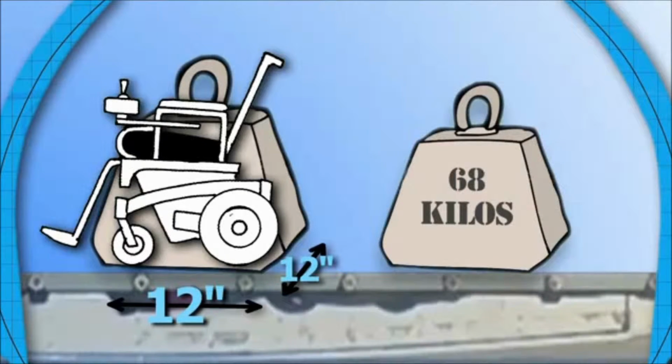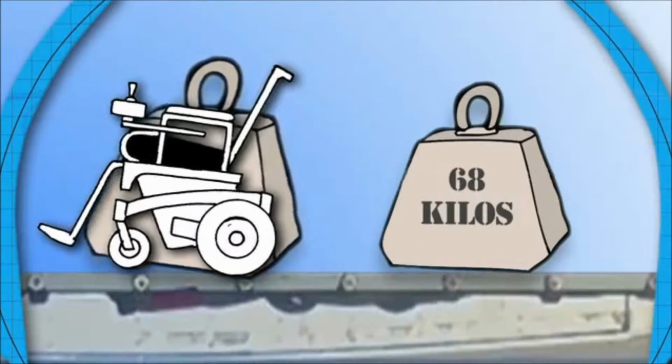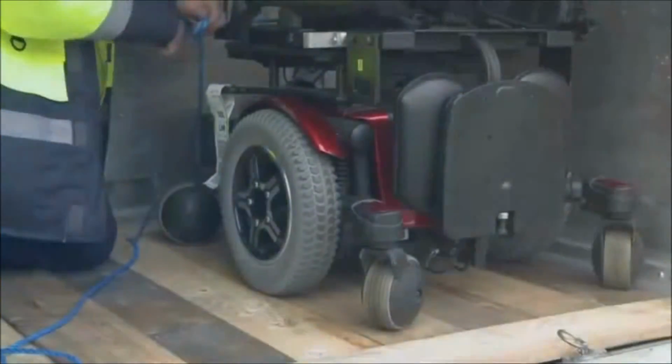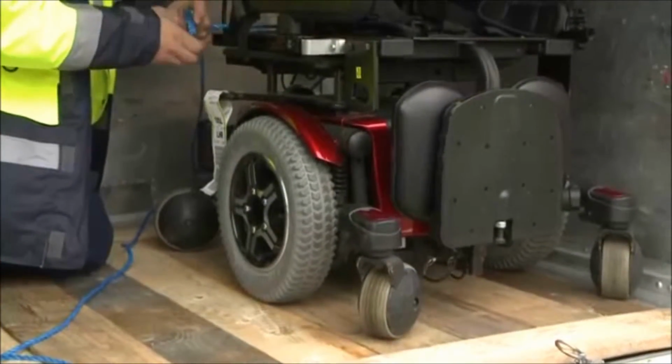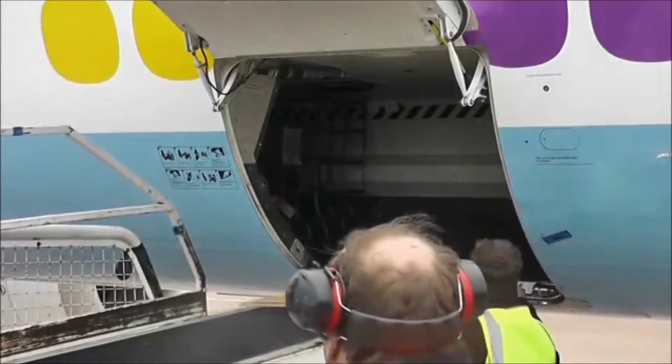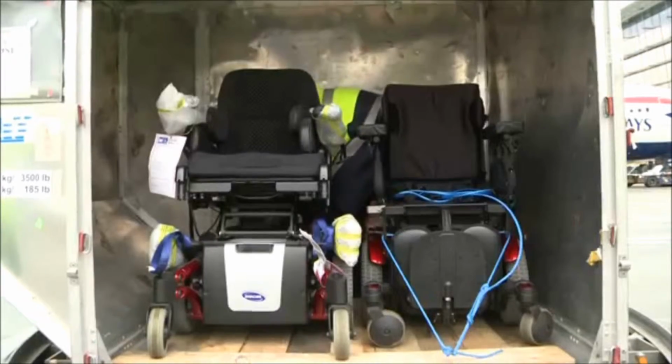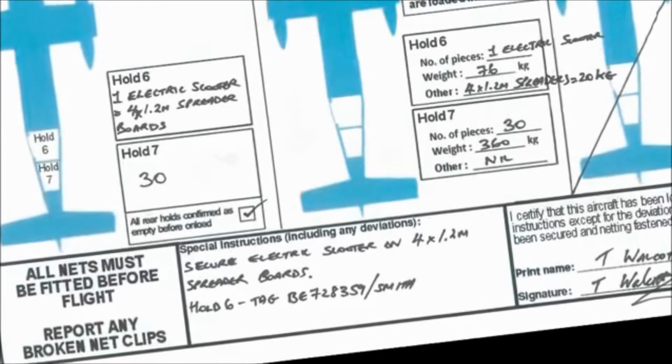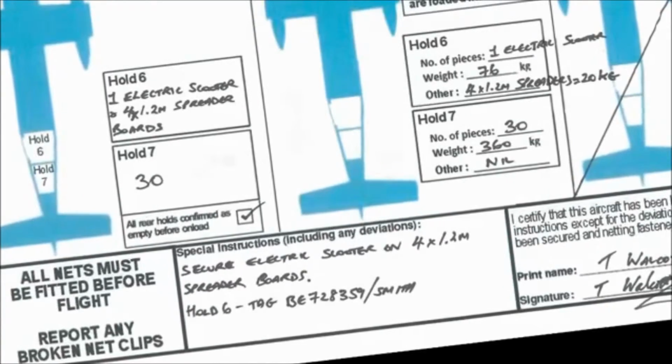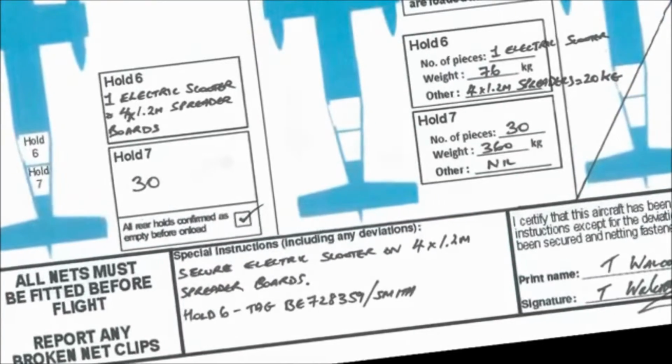In this example, the aircraft loading limitations would be exceeded, so the mobility aid needs to be placed on load-spreading material of sufficient length and width to distribute the weight over an area that is allowable. Instructions on how the loading staff must achieve this should be included in aircraft loading instructions.